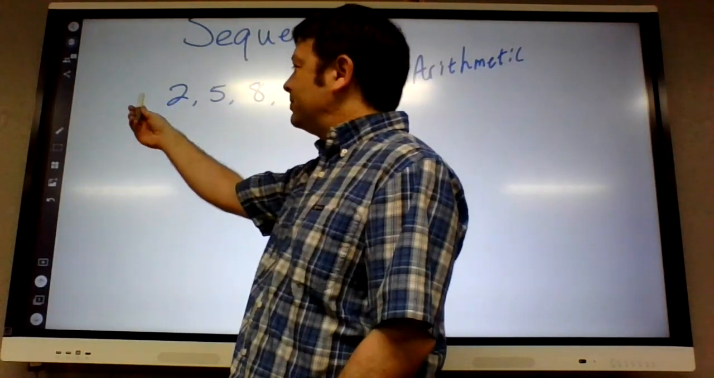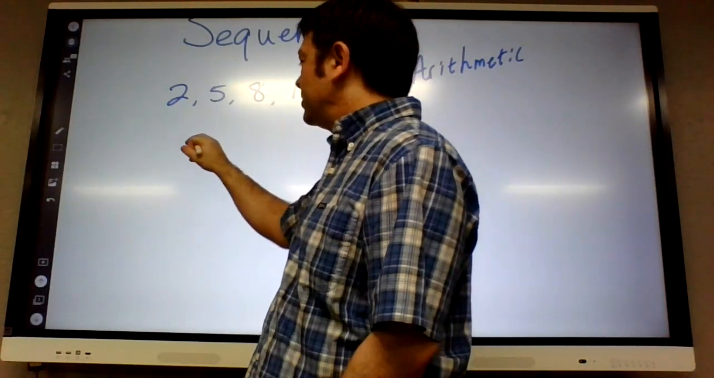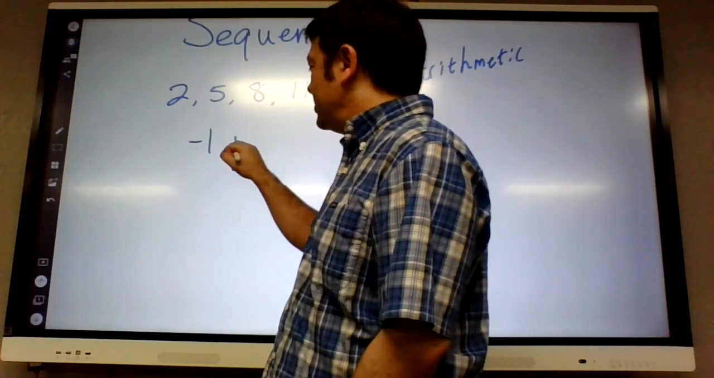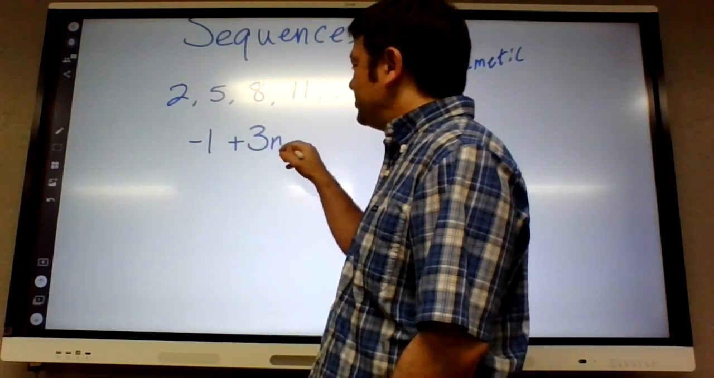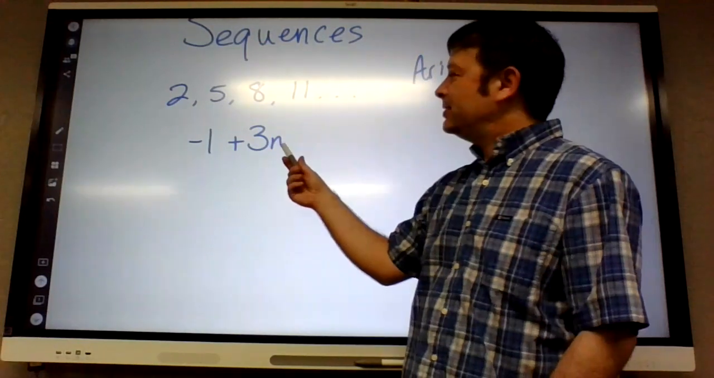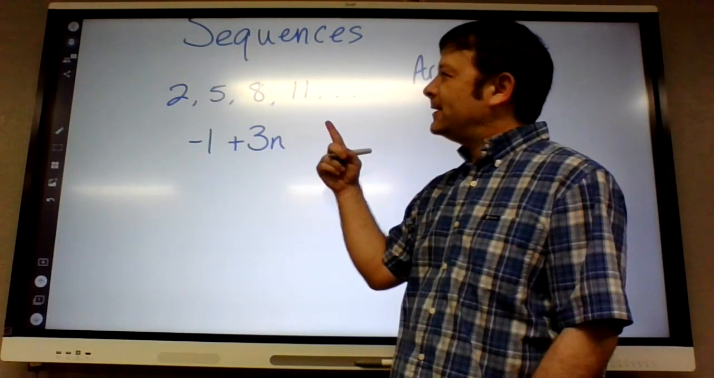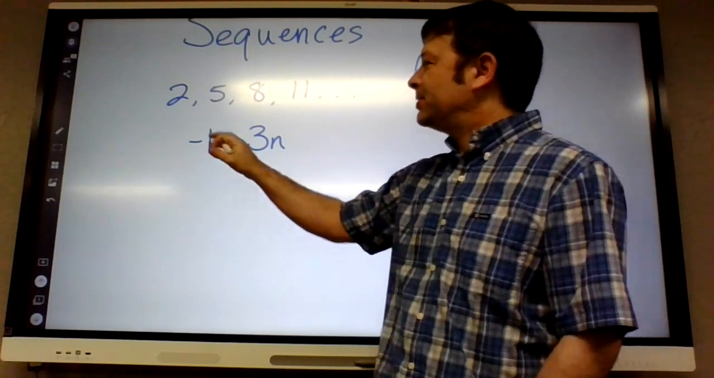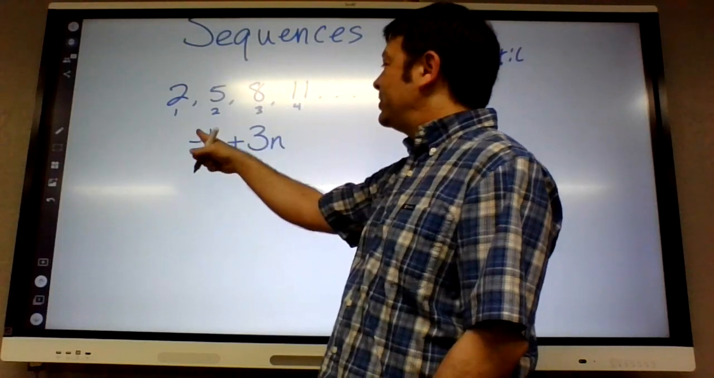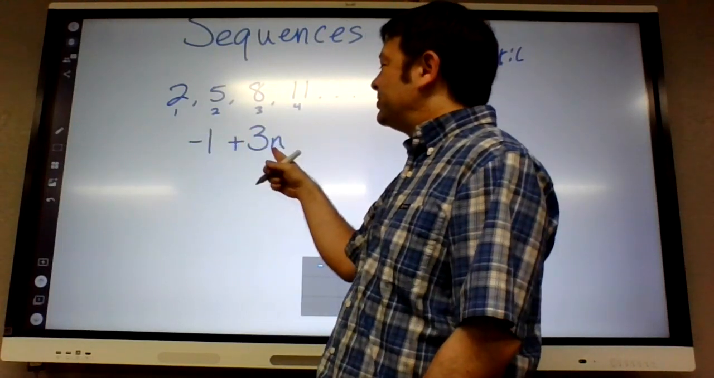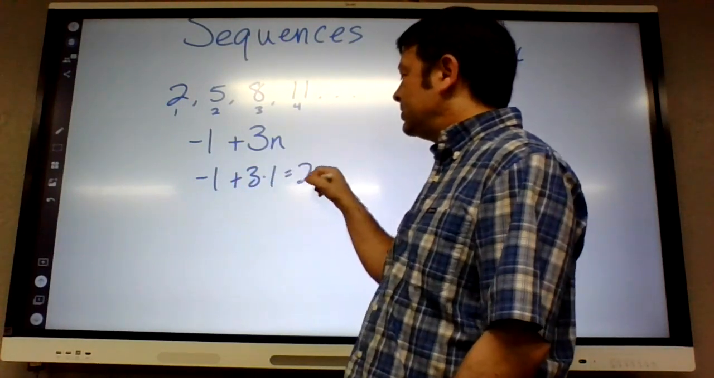If I go backwards 3 from 2, 2 minus 3 is -1. So you start at -1 and then you just say plus 3 times n. And n just tells you the term number in the sequence. So this is the first term, this is the second term, this is the third term. So if I put in 1, I should get 2. So -1 plus 3 times 1 equals 2.